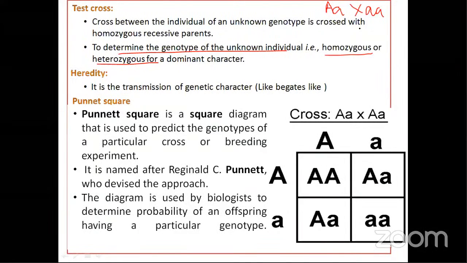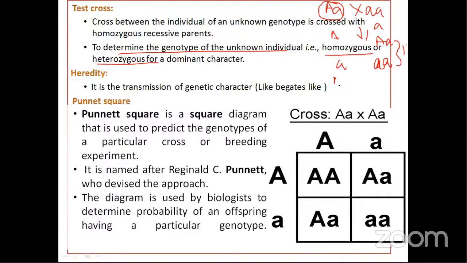If the progeny is segregating, here you will get capital A and small a from one side, and from the other only small a. So the progenies will be capital A small a and small a in 50% each, a 1:1 composition. If this combination comes, then the genotype of this particular plant, which was previously unknown, was heterozygous.